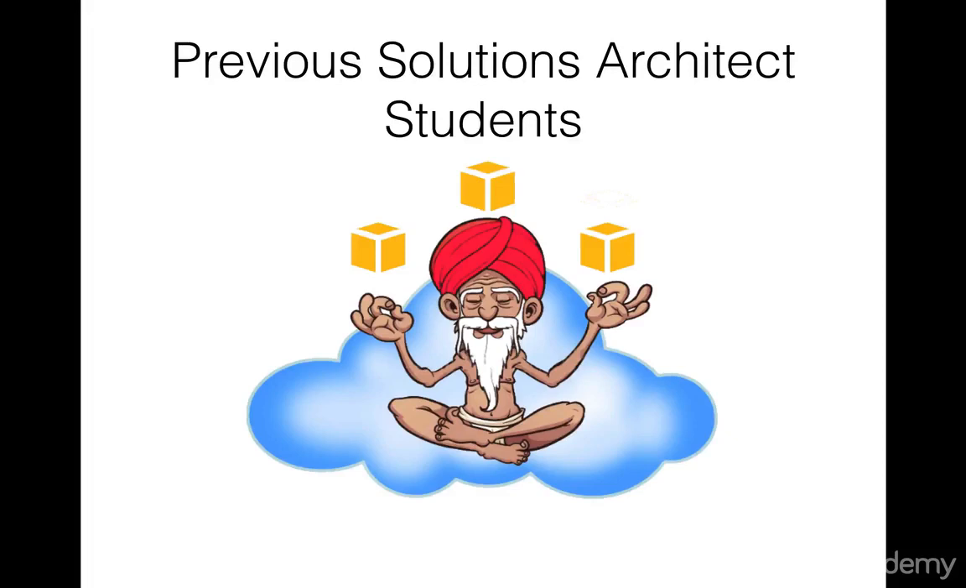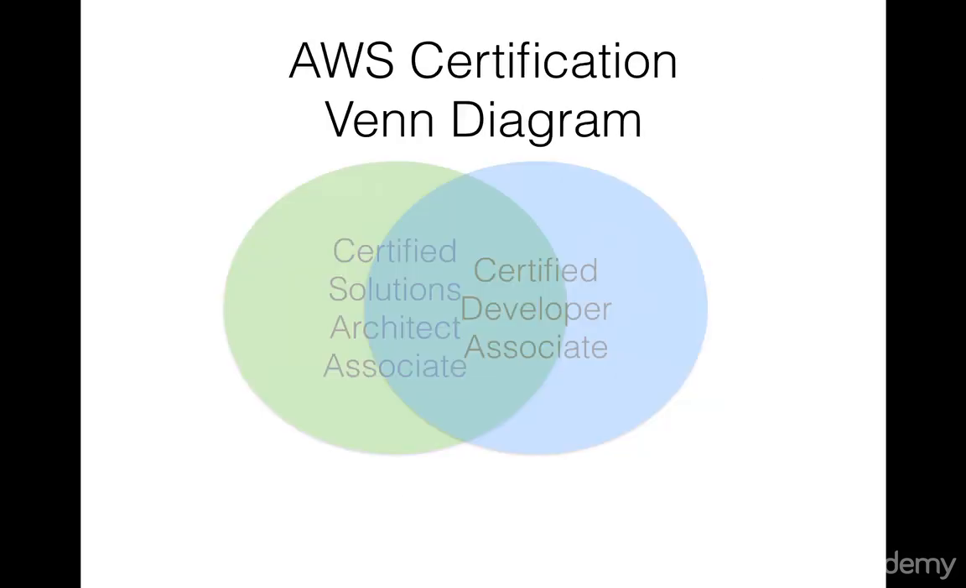This lecture is aimed at my students who have already gone on to complete my Certified Solutions Architect Associate course and have got their CSA qualification. If you are a student who has completed the Certified Solutions Architect course, you'll notice in this course there's lots of lectures that are very similar to what was covered in the CSA. In fact, some sections are actually identical to what was covered in the CSA course.